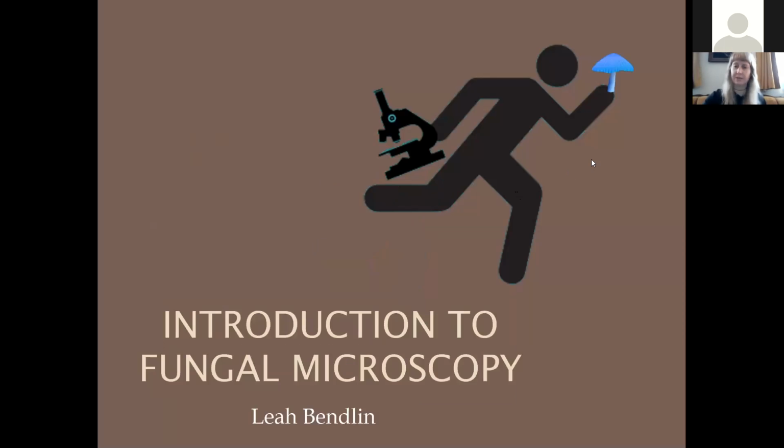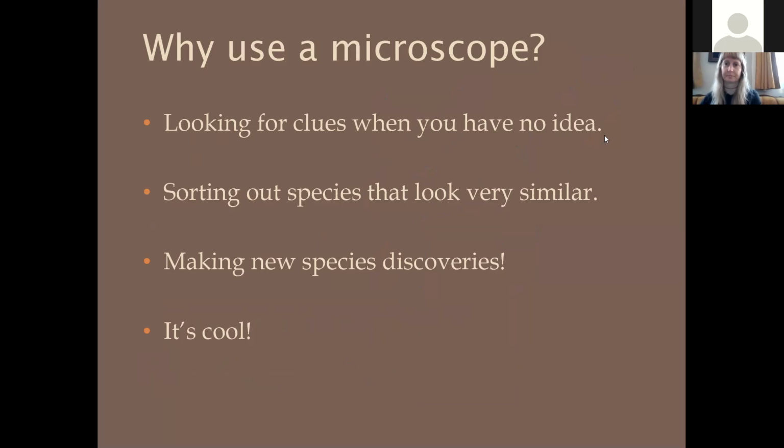Okay. Intro to fungal microscopy. Let's do it. Okay, so why in the heck are you even going to use a microscope? If you have something that looks really ambiguous and you have no idea what it might be, it should be fairly clear once you look at it under the microscope. There are very distinctive features that can help you rule out just a ton of things. There are a lot of species that can look very similar to the naked eye that will have very different microscopic features. So sorting out species that look very similar.